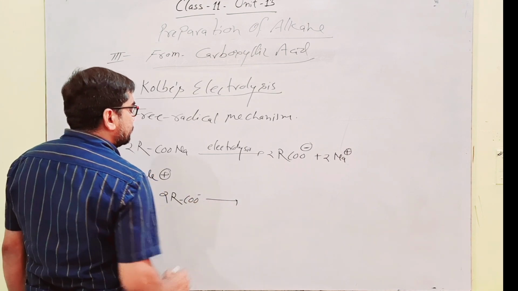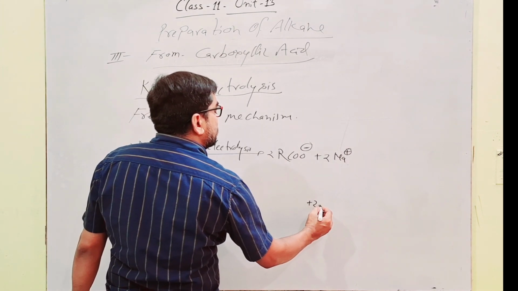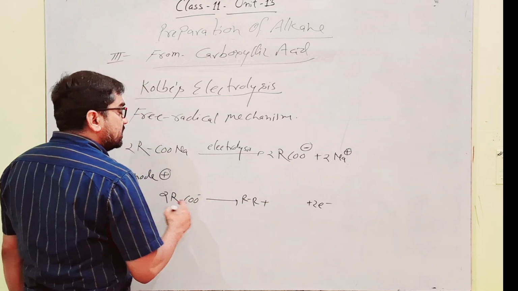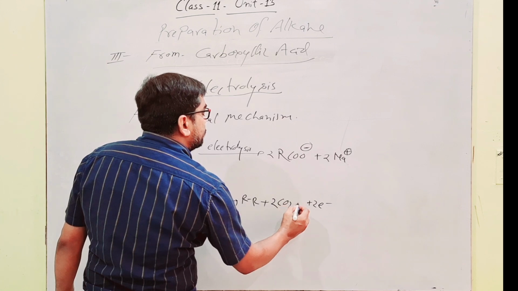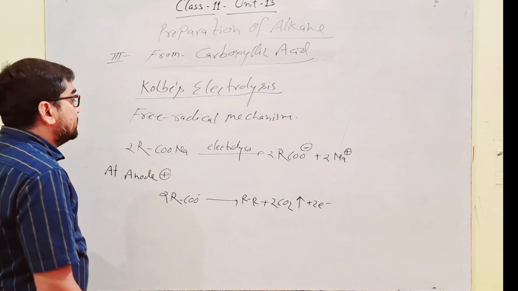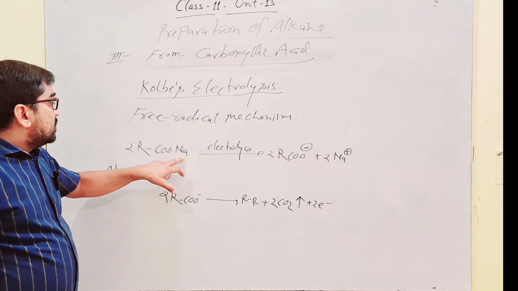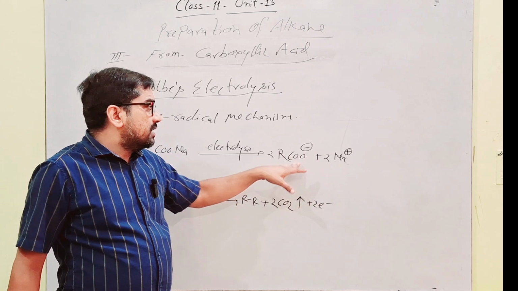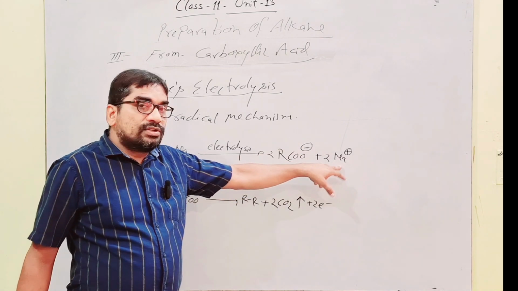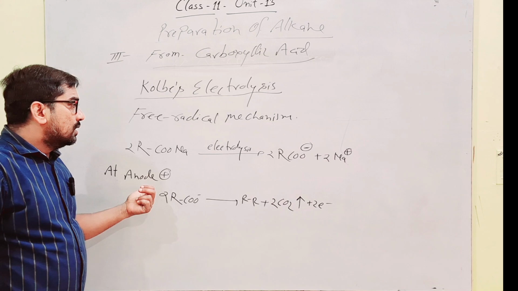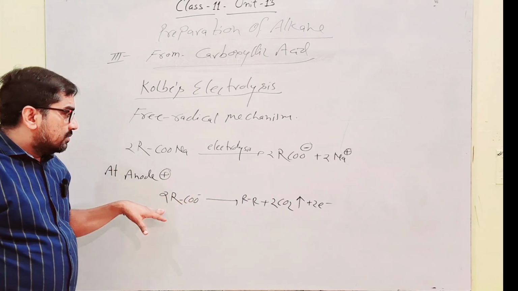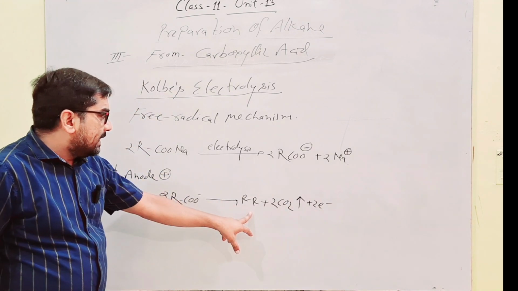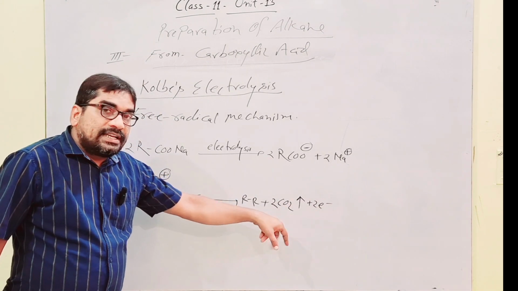2RCOO minus, with elimination of 2 electrons, forms R single bond R, that is 2R, with 2 CO2. Carbon dioxide is eliminated. The sodium salt of a carboxylic acid under electrolysis gets ionized, resulting in RCOO minus and sodium ion. At the anode, the negative ion comes here and releases electrons, and the alkane R-R with CO2 gets eliminated.